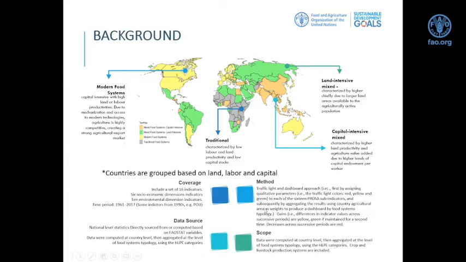So in the report, we also have a traffic lights approach that we use to identify sustainability hotspots. This traffic light approach also uses a qualitative assessment in terms of classifying countries and then aggregating them by food systems typology in terms of colors, which are red, yellow, and green, to each of the PROSA sub-indicators.